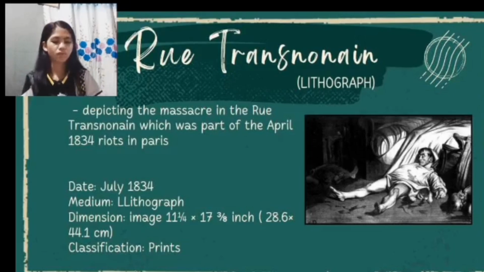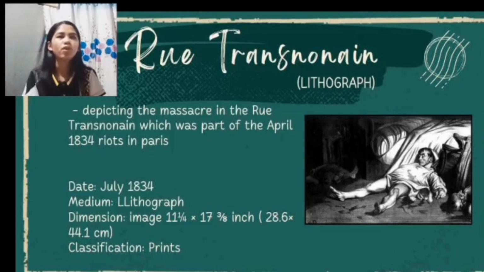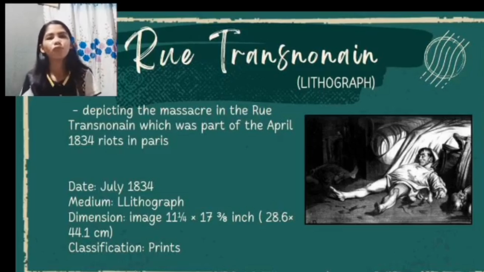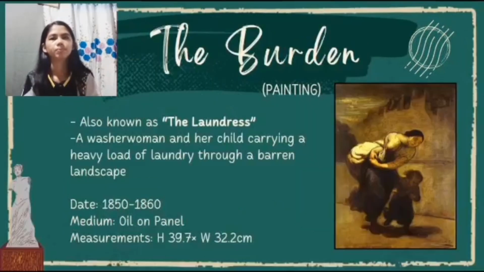What is lithograph? Lithograph is a print that's made using a stone or a metal plate. It is etched into the plate using a chemical reaction, and to make a lithograph, an artist draws a design on the stone plate with a waxy crayon or oil-based ink. The dimension of the artwork is 11 1/4 by 17 3/8 inches, or 28.6 centimeters by 44.1 centimeters. The classification of the artwork is prints.